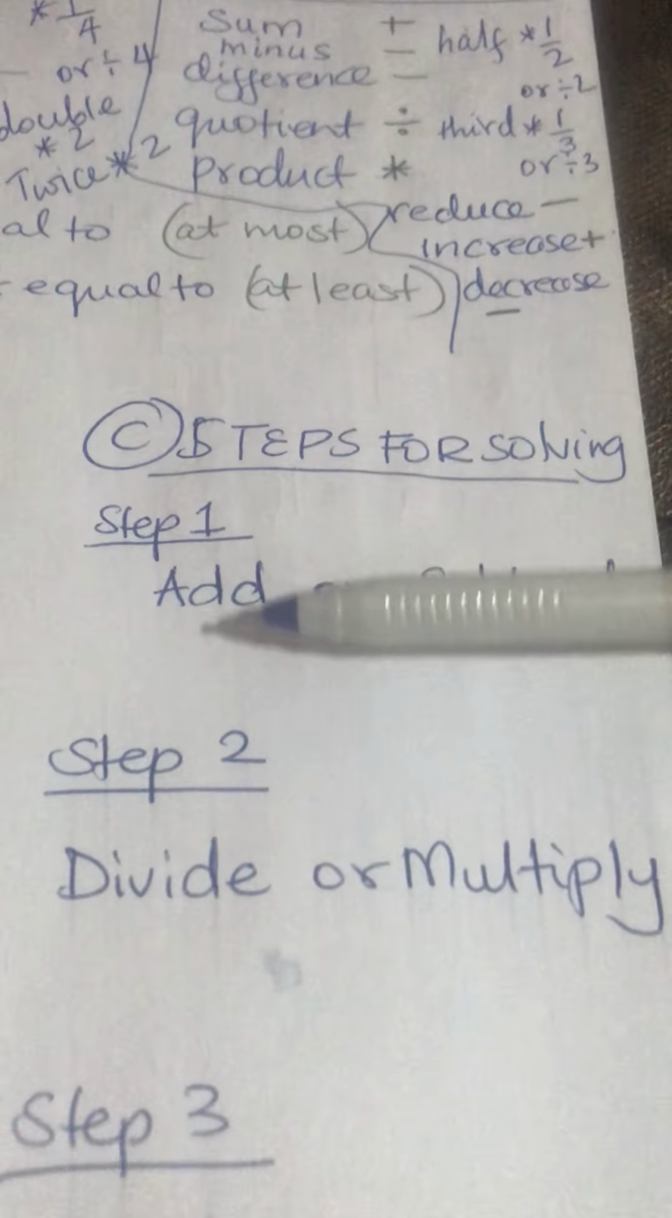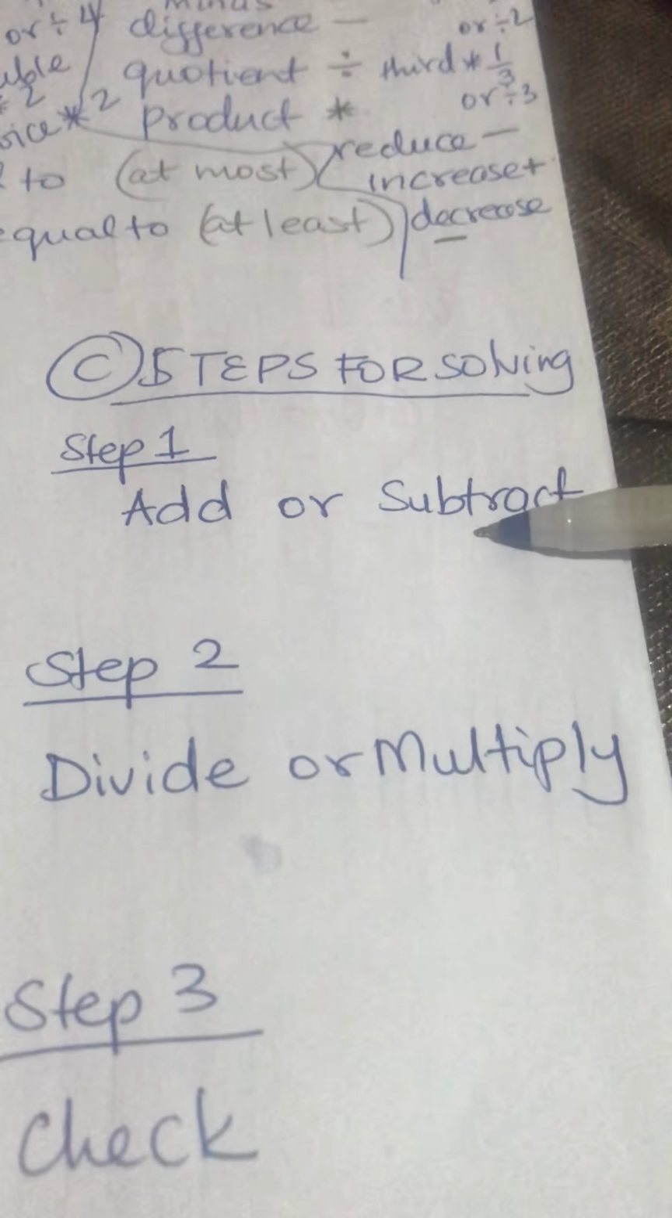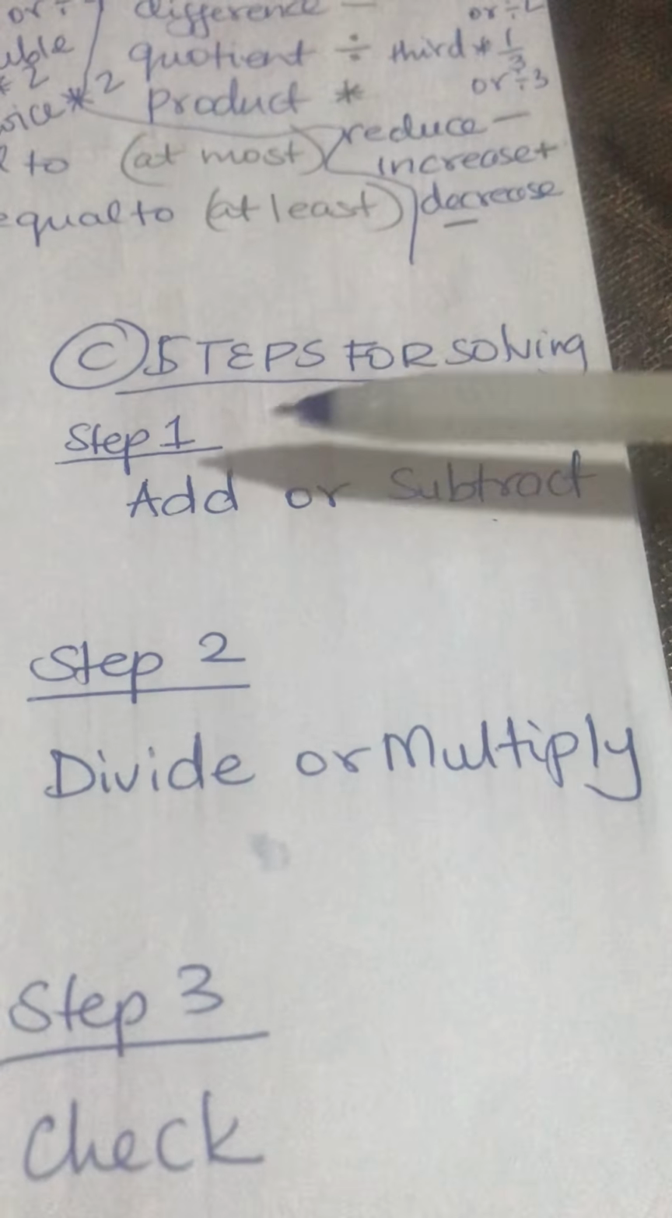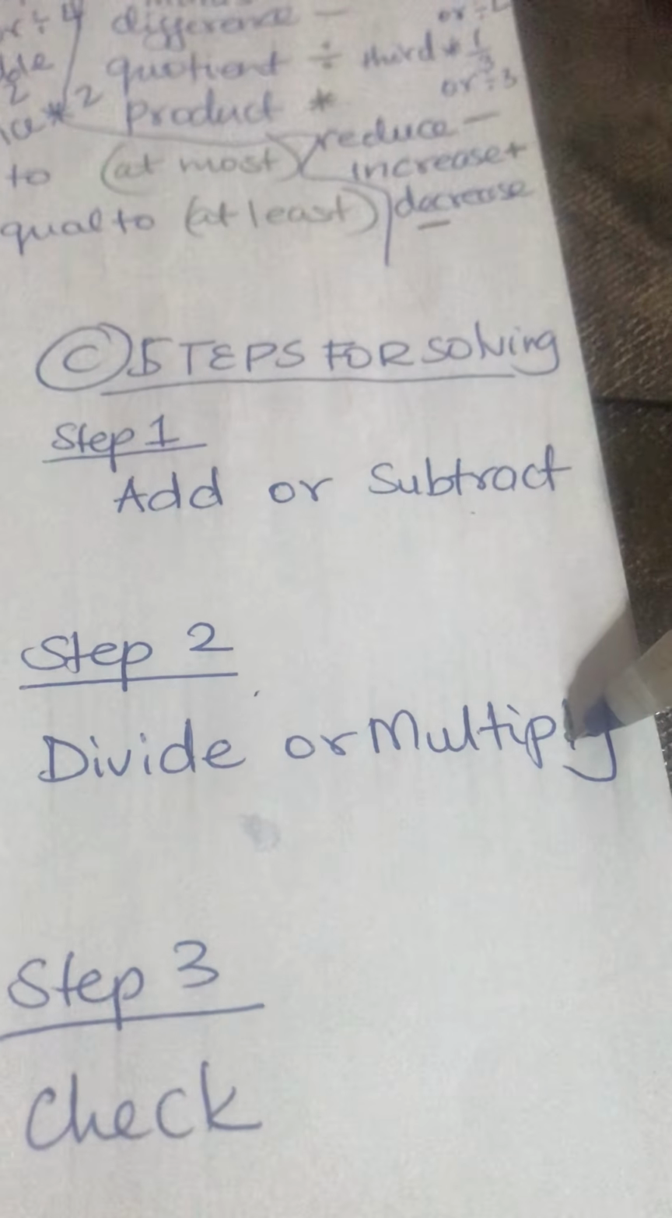When solving, you're going to do 3 steps. In step 1, you will add or you will subtract. You can't do both. You do one of them. It will depend on the question. In step 2, you will divide or you will multiply.